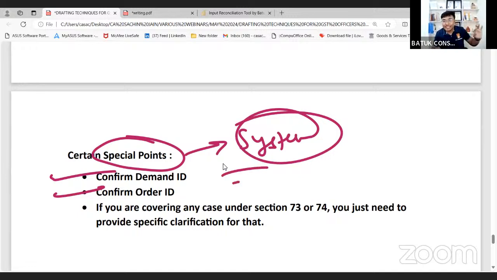Or when you take the case under section 73 or 74, then just provide your reason for taking the case under section 73 or 74. If you are covering the case under section number 74 due to any fraud, you just need to provide the complete reason of that fraud or reason of your belief that this is a fraud.